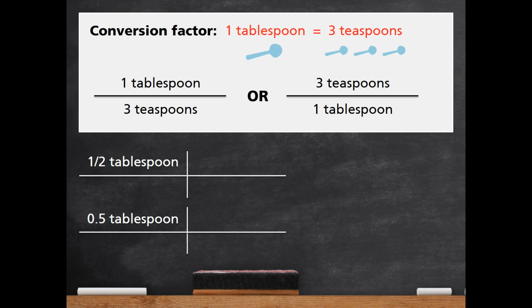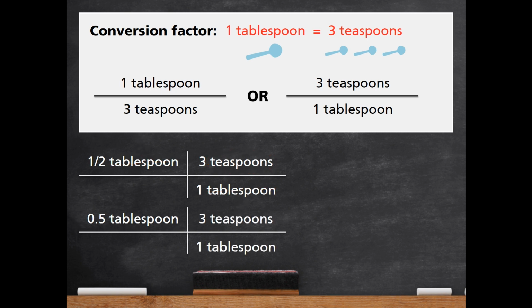How should we set up the conversion factor? Should the tablespoons be on top and teaspoons on the bottom? Or should the teaspoons be on top and tablespoons on the bottom? When we have a unit of measurement on the top and then on the bottom, they cancel out. We want the tablespoon measurement to cancel out and leave us with teaspoons. Therefore, we put the tablespoon part of the conversion factor on the bottom.